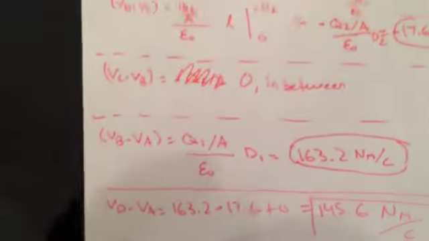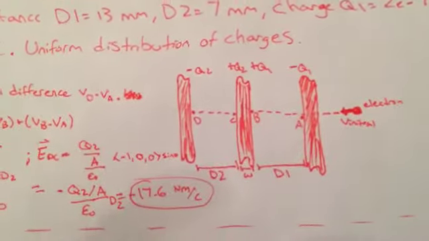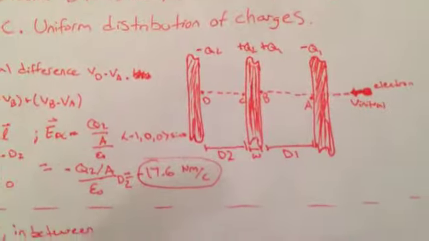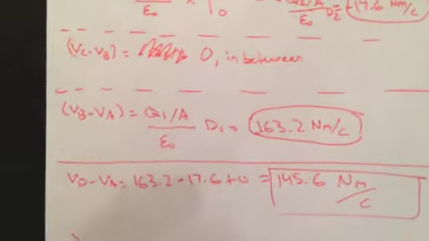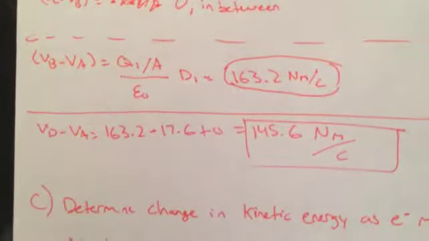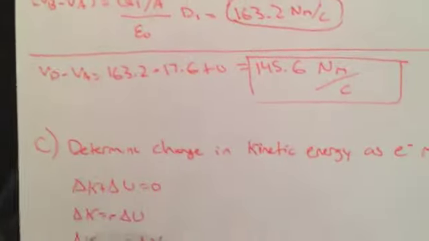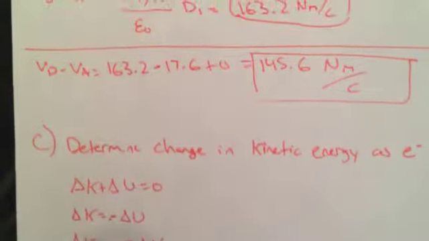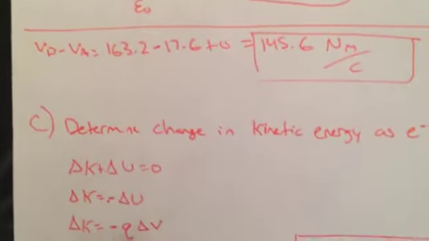Here we go to the second part, Vc minus Vb, and that equals 0 because, as you can see, that's actually the capacitor itself, and since it's metal, it's not going to have a potential difference inside of it. And then Vb minus Va is done in a very similar way, except that it's positive, and the answer for that is 163.2. Then you add those 3 numbers together and you get 145.6, and that's your potential difference.